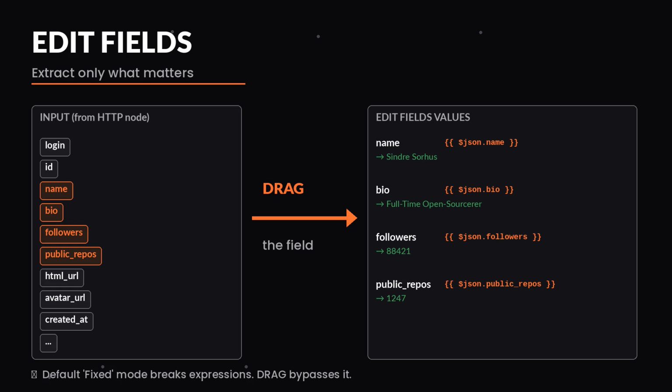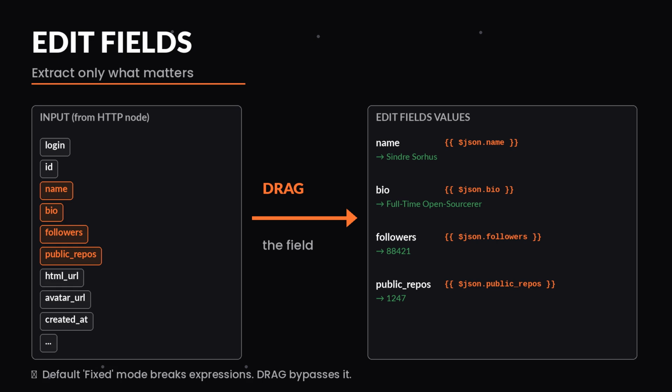One trap I want you to know about right away. By default, these value boxes are in fixed mode. They treat whatever you type as literal text. So if you type expressions with curly braces, they show up as text in the output, not the actual data. The fastest fix is to drag the field name from the left input panel directly into the value box. n8n auto creates the expression for you, and it just works.